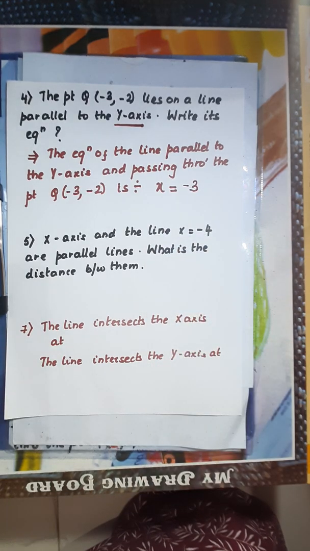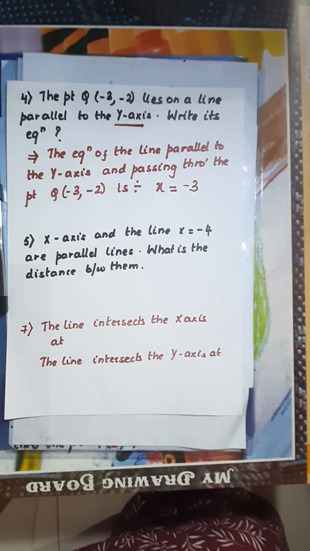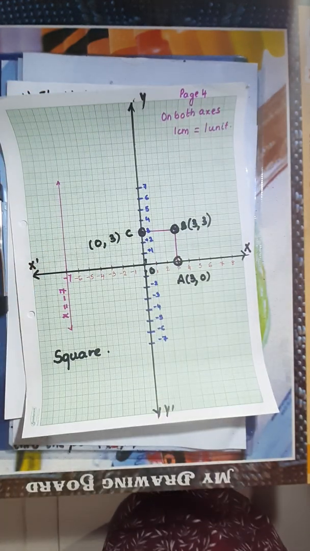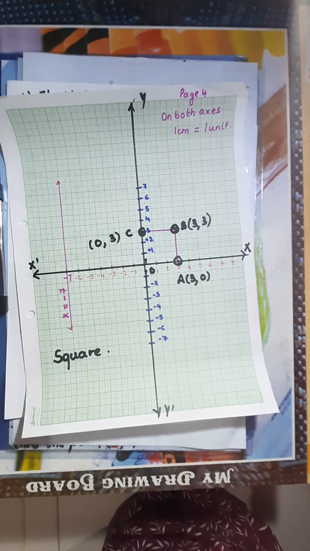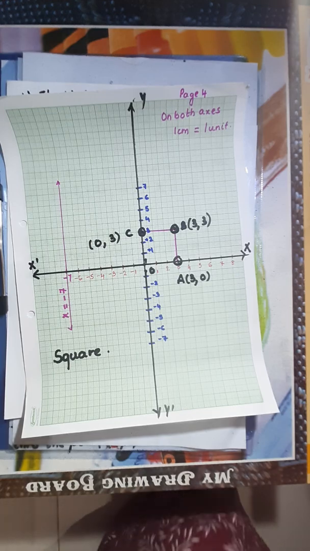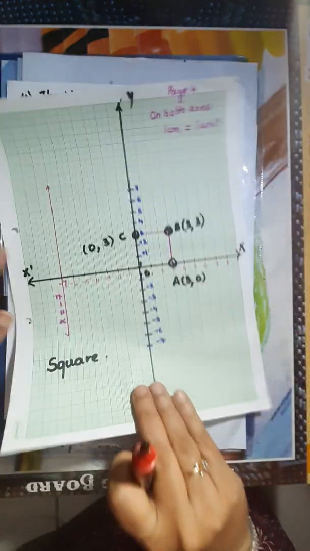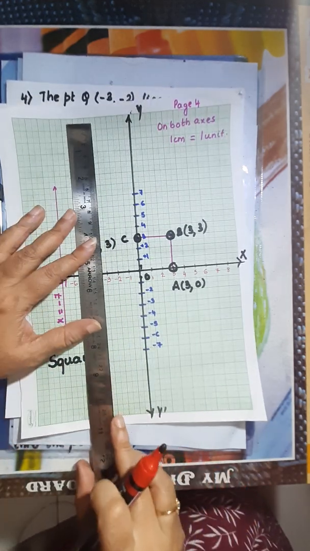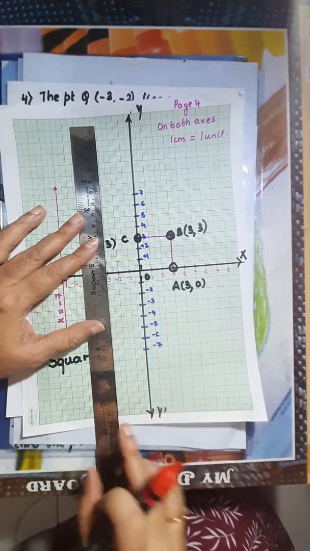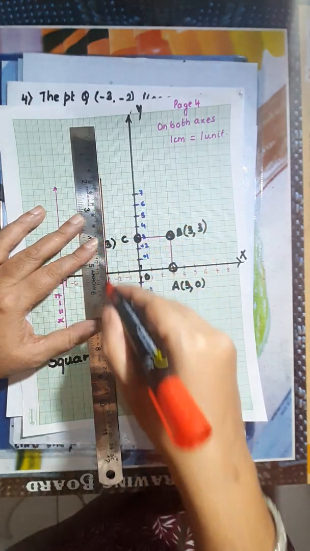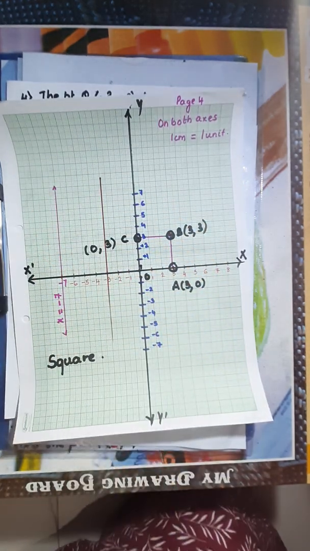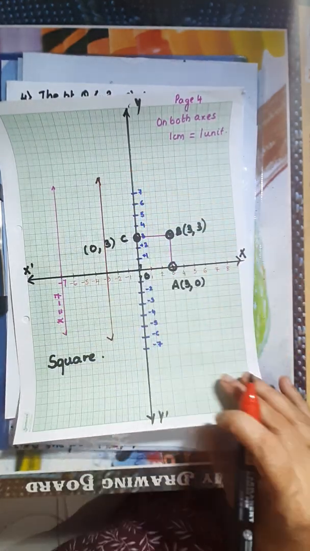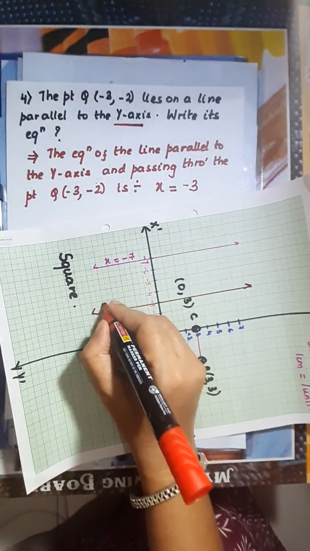Now we have to draw the equation. They have told us to draw the graph of that equation, right? So what did we get as my equation? X is equal to -3. X is equal to -3 means it cuts the x-axis at -3. So see here, this is the line cutting the x-axis at -3. So that is my x is equal to -3.